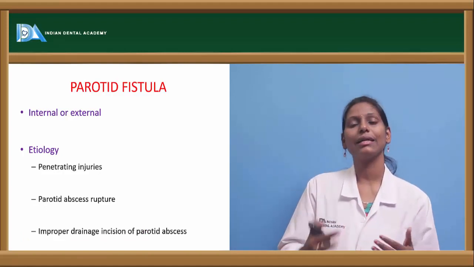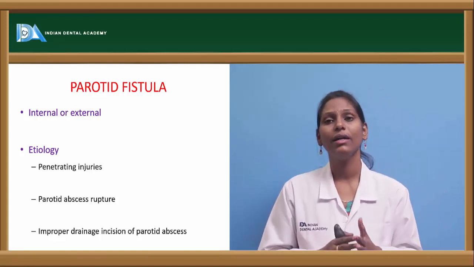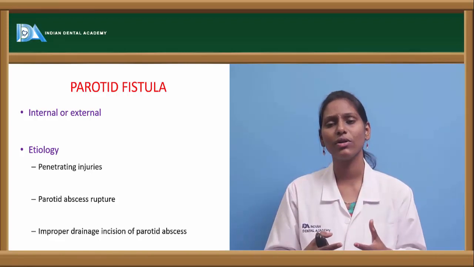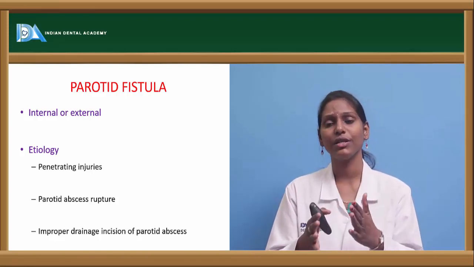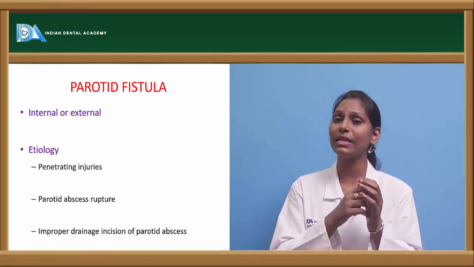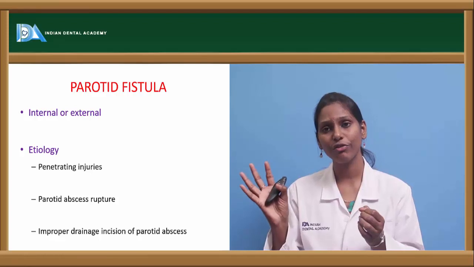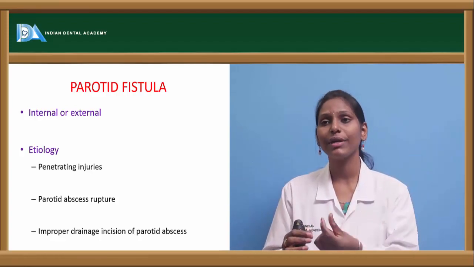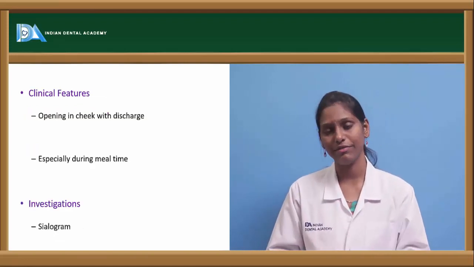Now, the other condition is parotid fistula. This parotid fistula is usually caused because of some penetrating injuries, or if a parotid abscess ruptures, or if there is incomplete or improper drainage incision of a parotid abscess. With this condition, what happens? There is a fistula coming out from the parotid. It can either be an internal fistula or an external fistula.